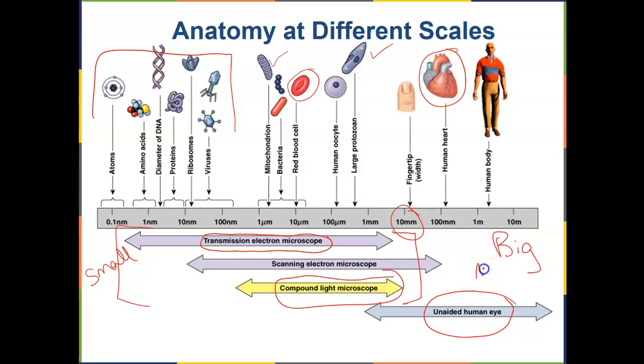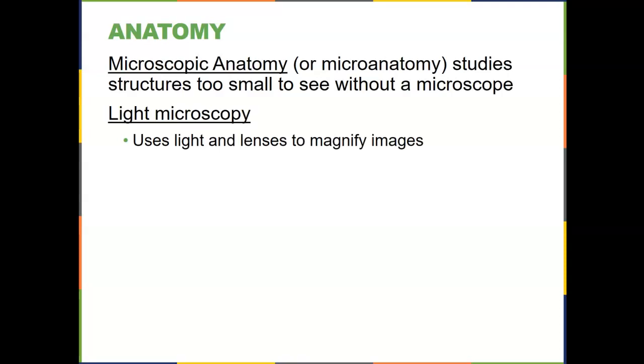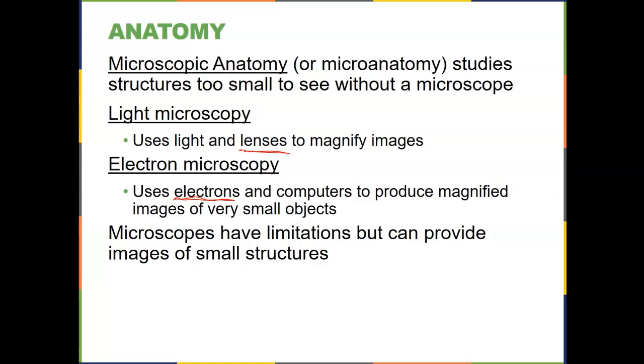So we also call this the macro scale, and this is called the micro scale. So microscopic anatomy or microanatomy are the studies of things that are too small to see without a microscope. So we use a light microscope, which uses light and lenses to magnify items or images. Electron microscopes actually use electrons, right? Electrons are like basic electricity, and computers to make an image of very, very, very small objects. Microscopes, however, they do have limitations.